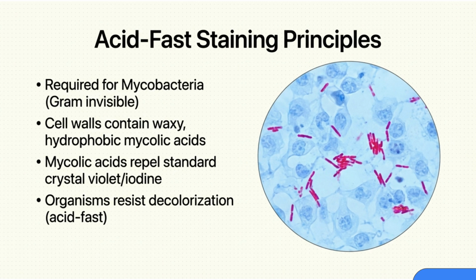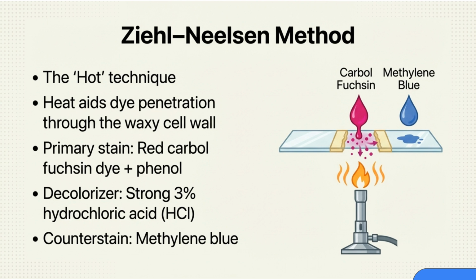Acid-fast staining is required for mycobacteria, which are gram-invisible. Their cell walls contain waxy, hydrophobic mycolic acids that repel gram-stained dyes, causing the organisms to resist decolorization and be, quote, acid-fast. The Ziehl-Neelsen or hot technique uses heat to help the red carbolfuchsin dye penetrate the waxy cell wall.